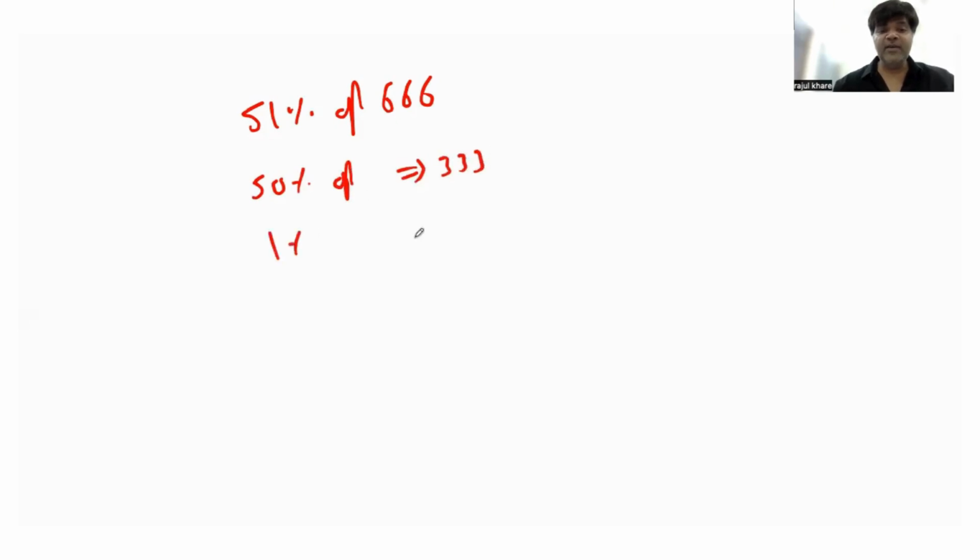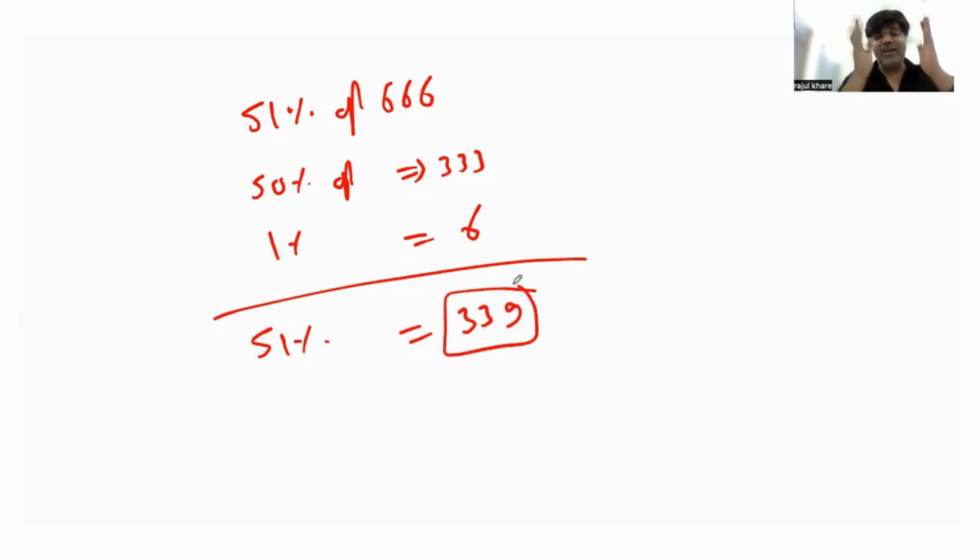Okay, let's solve a couple of more questions. If I ask you, what is 51% of 666? I know 50% will be 333. 1% will be 6. So 51% will be 339. Isn't this super easy? What I've done, I've calculated 50%. I know 1% is approximately 6, so the answer will be 339 approximately.